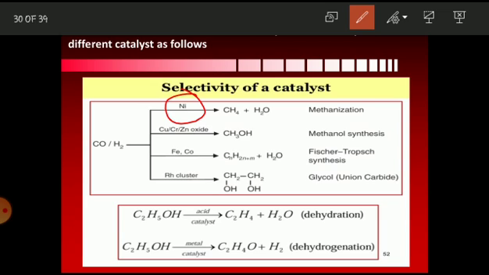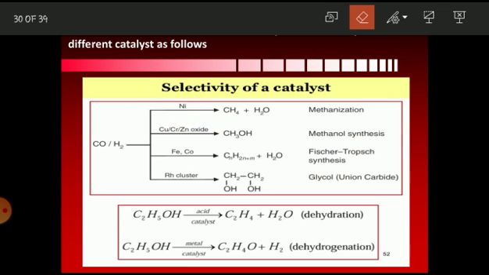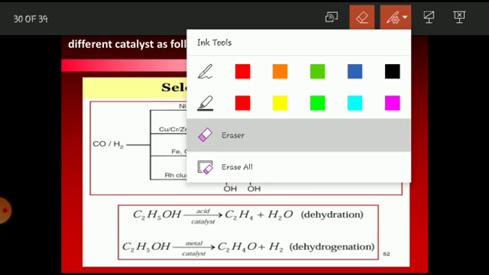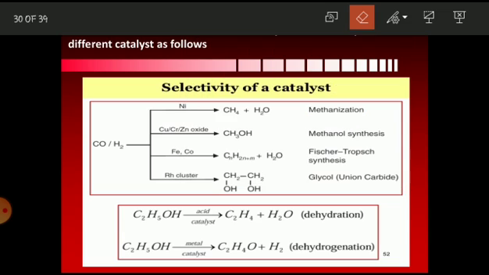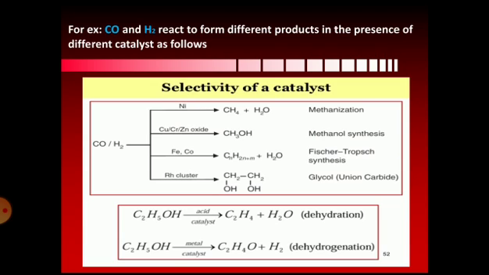But instead of nickel, if we change the catalyst to copper, chromium and zinc oxide, then we will get methanol as our major product. So that is called selectivity.